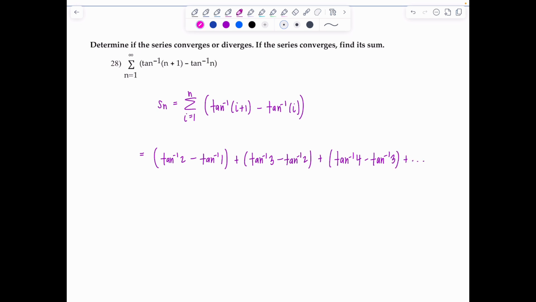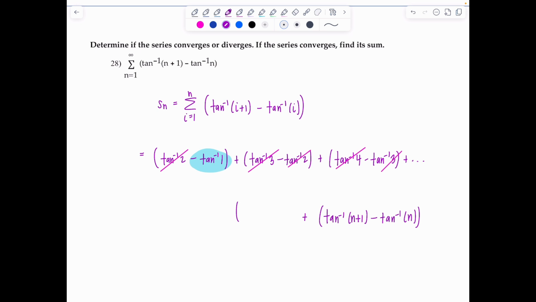So who canceled? Tan inverse of 2, tan inverse of 3, and then tan inverse of 4 will eventually cancel. Here's my one and only survivor, right? Okay, and then the last one, if I plug in i equals n, we're going to have tan inverse of n plus 1 minus tan inverse of n.